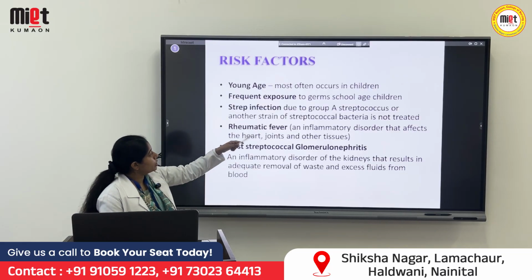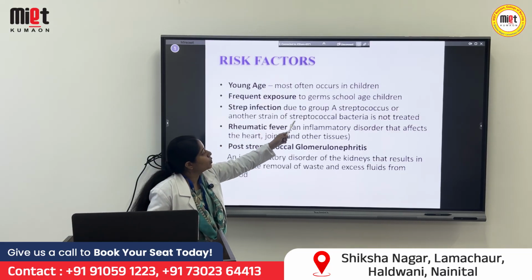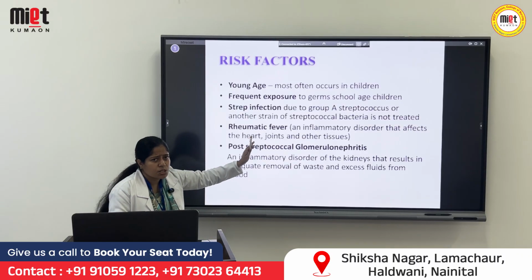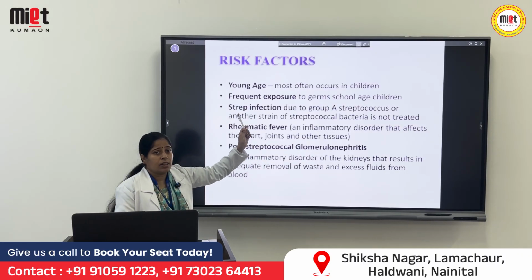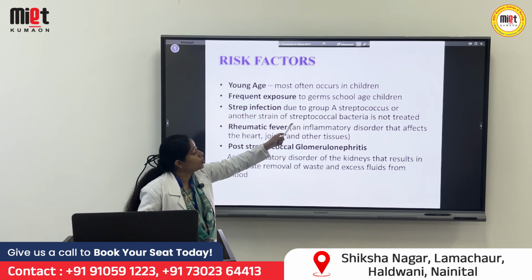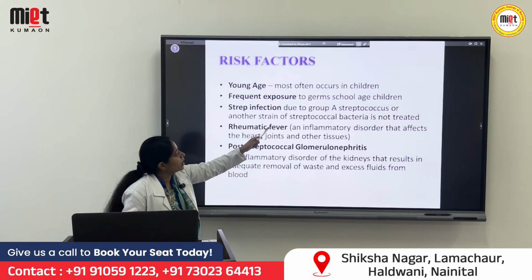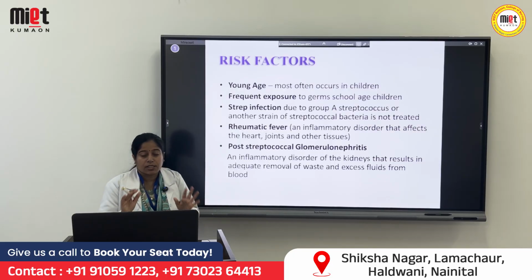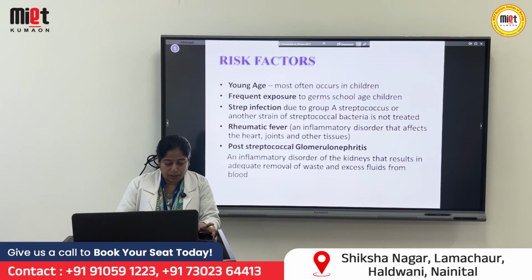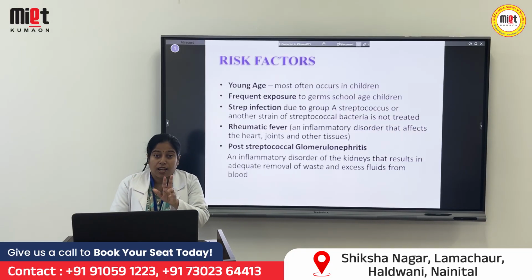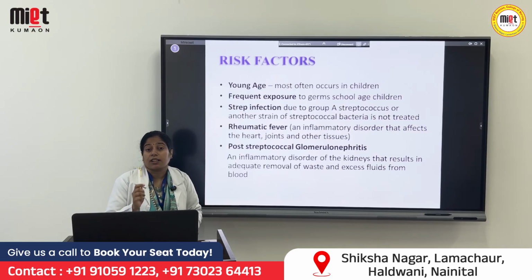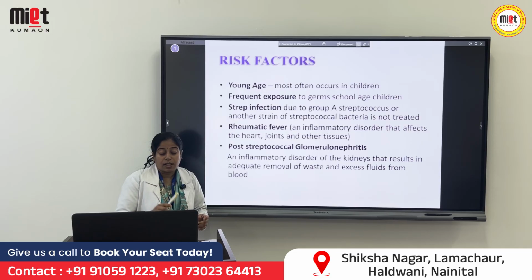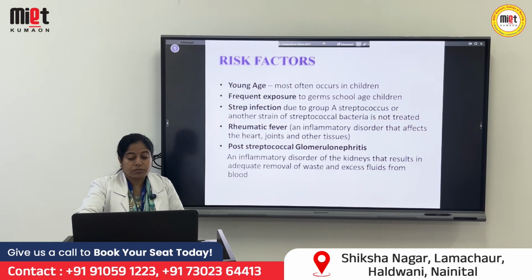The next risk factor is strep infection due to group A streptococcus. It is a dangerous bacteria that is the main leading cause of tonsillitis. Group A streptococcus or another strain of streptococcal bacteria, if not treated, or if the antibiotic treatment is incomplete, chances are there to get tonsillitis, and the child will have an increased risk of streptococcal glomerulonephritis as well as rheumatic fever.